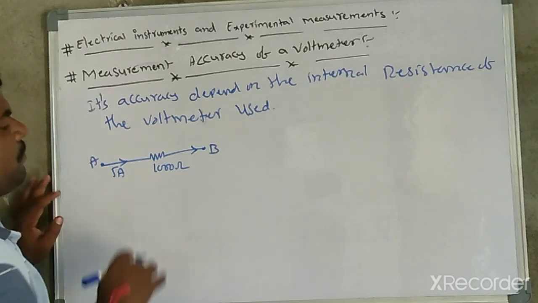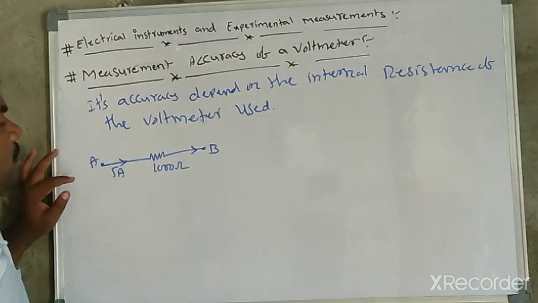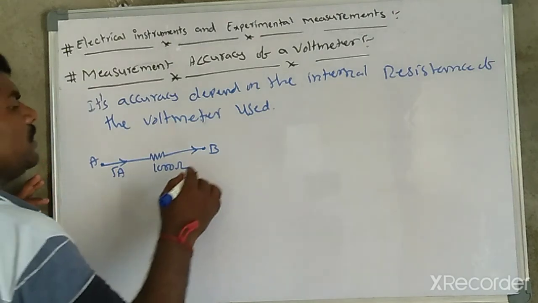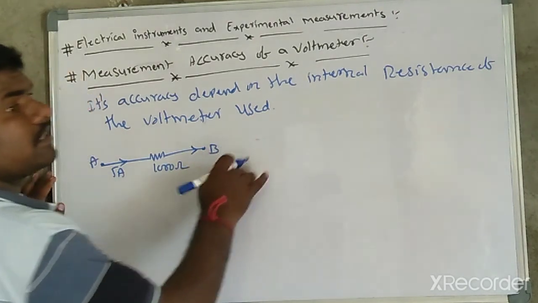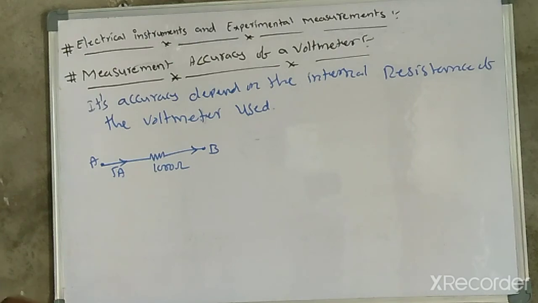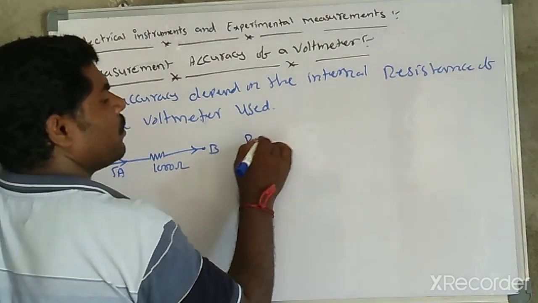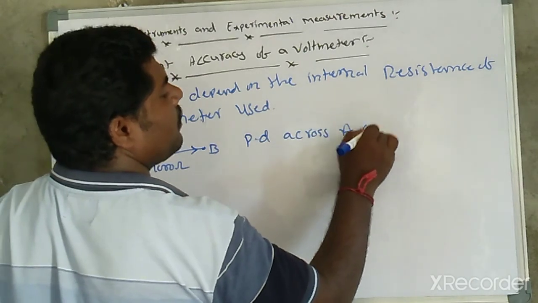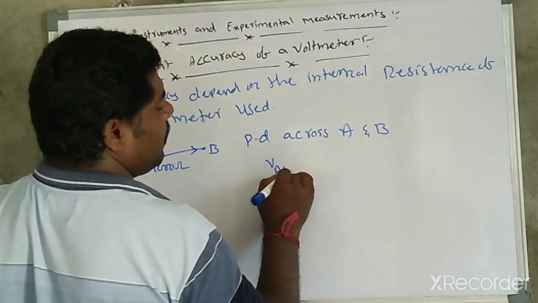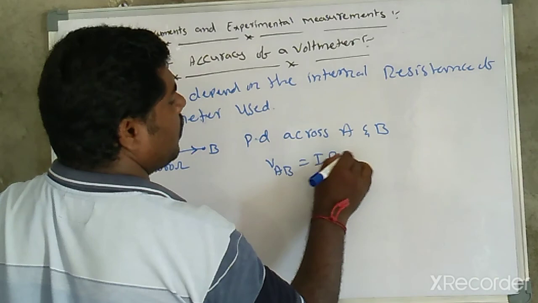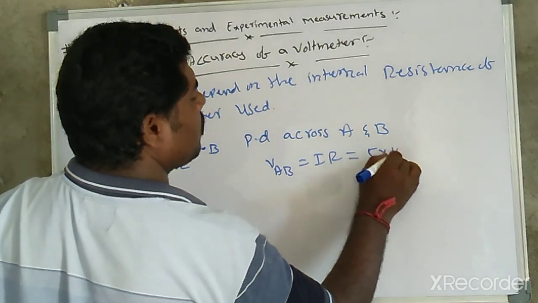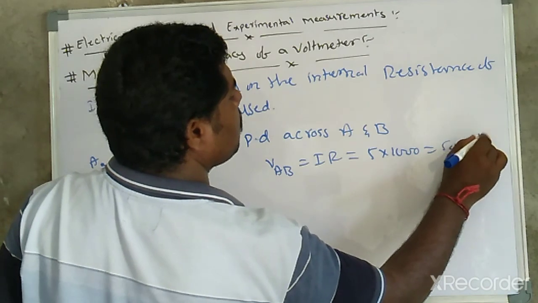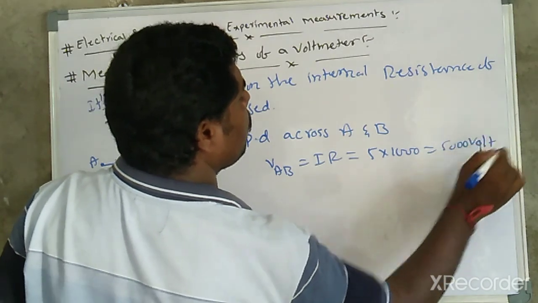So the battery potential should be equal across these two terminals. Here the potential difference across A and B, VAB, should be equal to IR. So I is 5 and R is 1000, so we get 5000 volts.